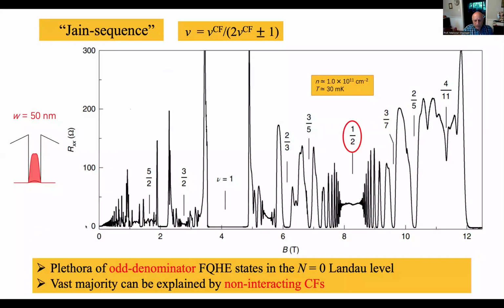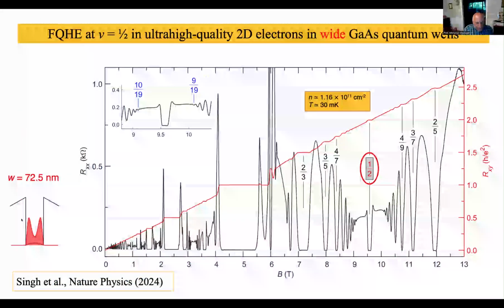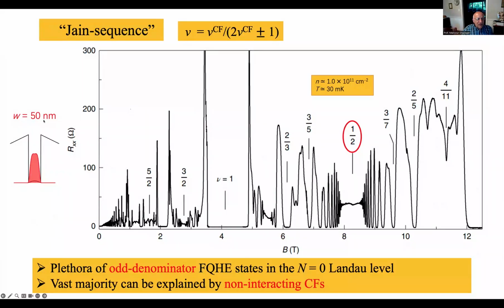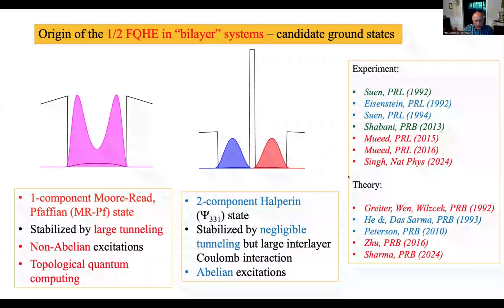Just to show you, the sample is very special. This charge distribution is bilayer-like. This is a 72.5 nanometer wide quantum well. Same density in a 50 nanometer quantum well, the data looks very similar, except that there is no 1/2 fractional quantum Hall state. So it is very important that we have the right width and the right density and so on. And that's what I mean by engineering these states.